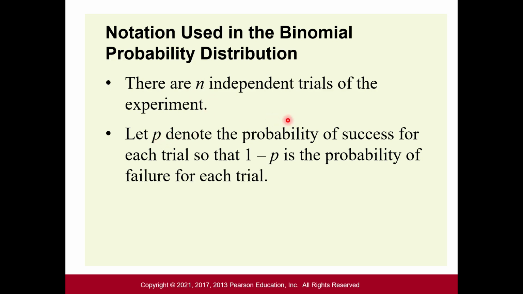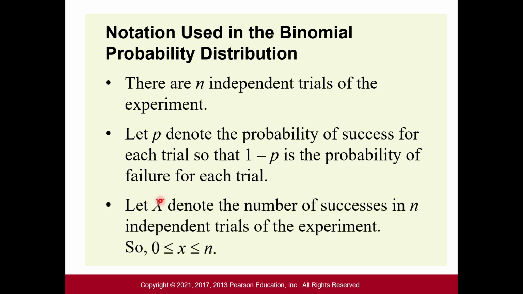P denotes the probability of success. Okay, so if we wanted the failure probability, we would use the complement of p. That's why it's 1 minus p for the failure of each trial. And then x denotes the number of successes in n independent trials. So out of all the n trials, x is somewhere between 0 and n. 0 of the trials could be a success, 100 or however many n is can be a success, or anything in between.